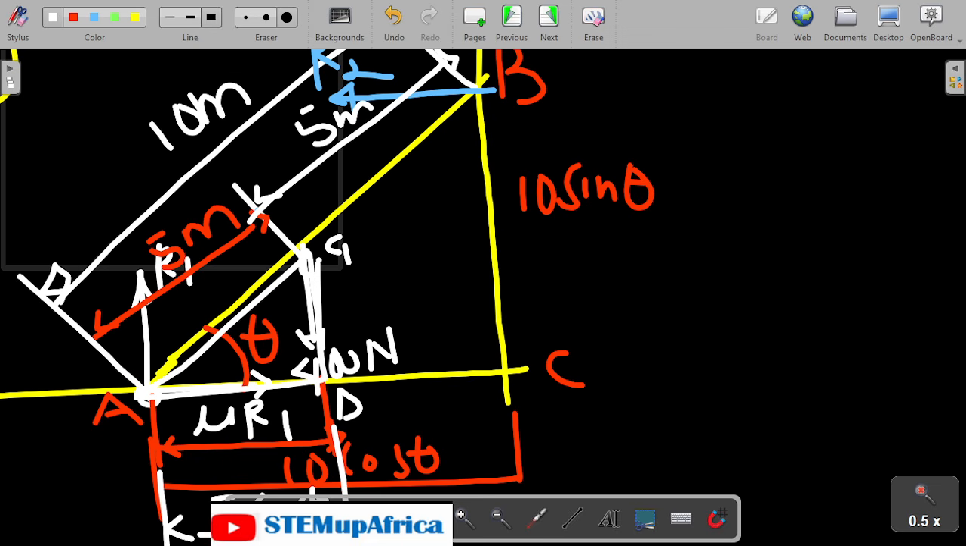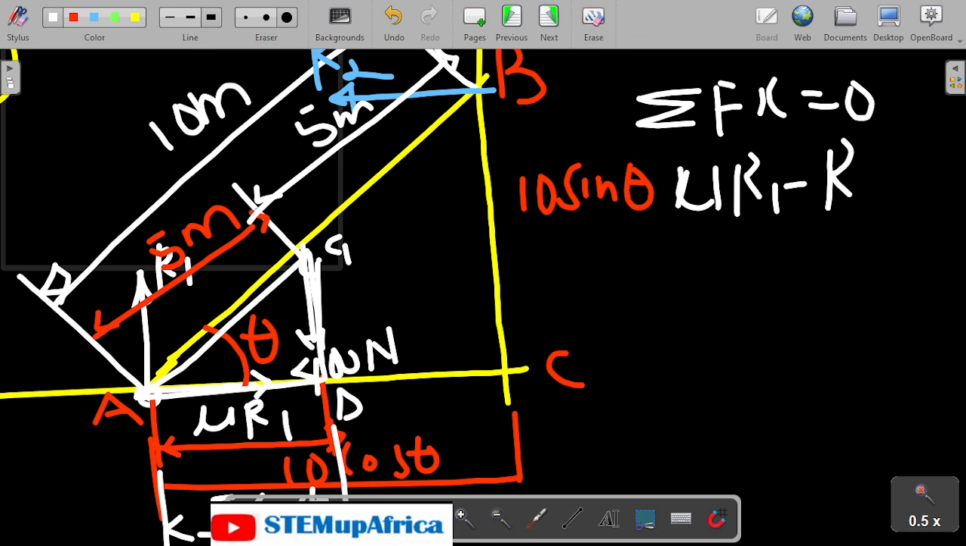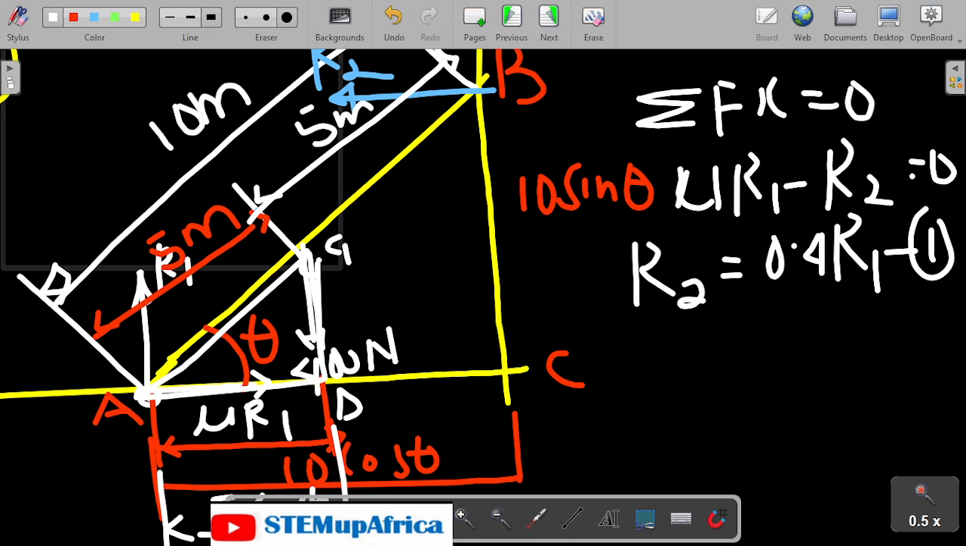We know the condition for equilibrium is the summation of F in x equals 0. So we are just acting horizontally. I'm having mu R1 minus R2 equals 0. If I make R2 the subject, it will give me R2 equals 0.4 R1, equation 1. The coefficient of friction at the point of contact is 0.4.